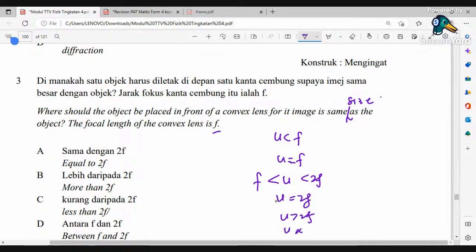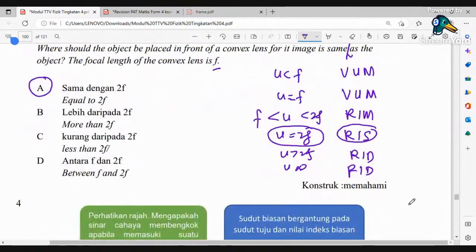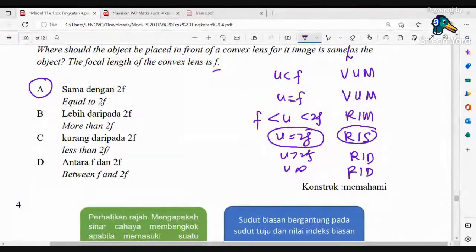The 6th position. Boom boom. Rim rim. So I want same size. Same size is here. Means U equals to 2F. Same as 2F. If you have question, just write in chat. Tulis dalam chat.